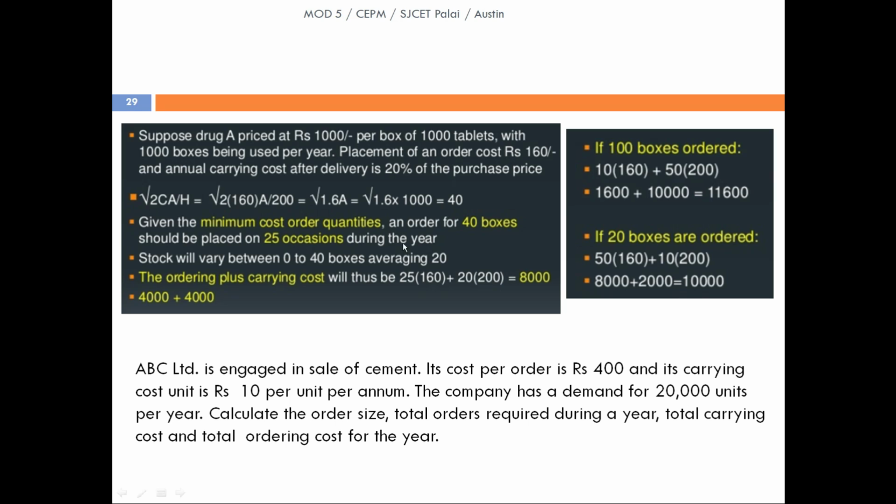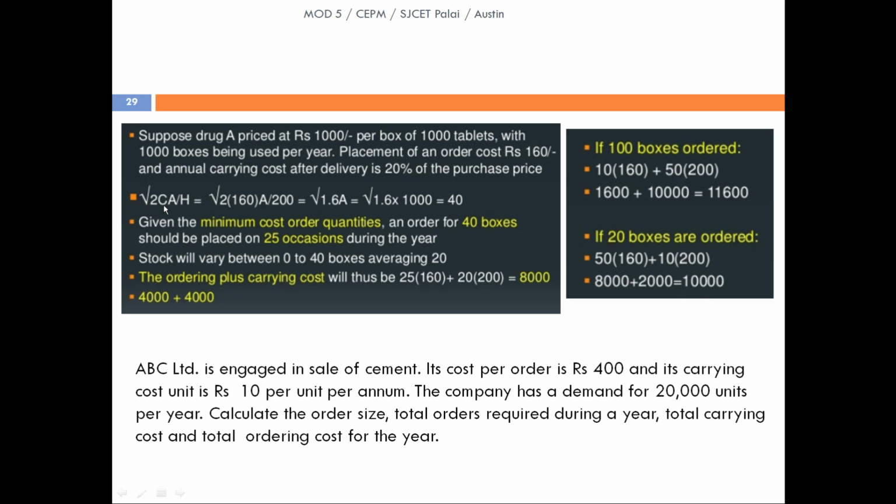Take this case. Suppose a drug A is priced at rupees 1000 per box of 1000 tablets, with 1000 boxes being used per year. The placement of an order costs rupees 160. From this it is understood that the annual demand for the drug A is 1000 numbers, and the ordering cost for this drug A is 160 per order, and annual carrying cost after delivery is 20% of the purchase price. The purchase price is 1000 rupees. Therefore, when carrying cost is 20% of the purchase price, means it is 200 rupees, which is the carrying cost.